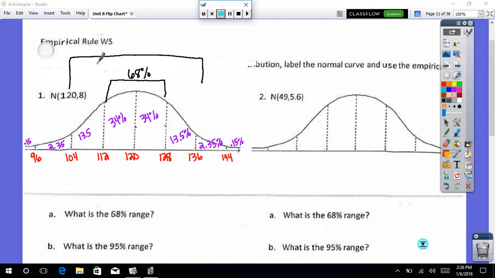if you take one more step away, you end up with 95%. And then the final step that takes you almost all the way out to the edge, but not completely, is 99.7.